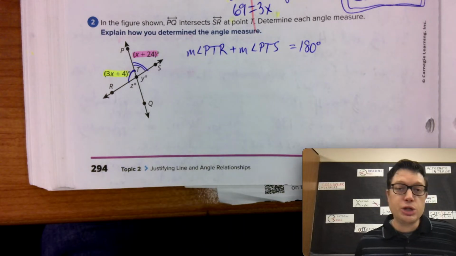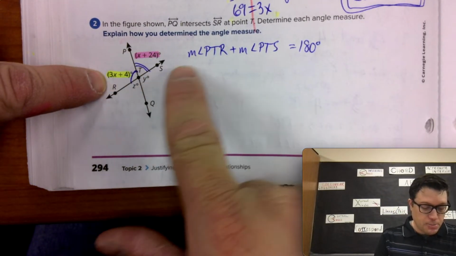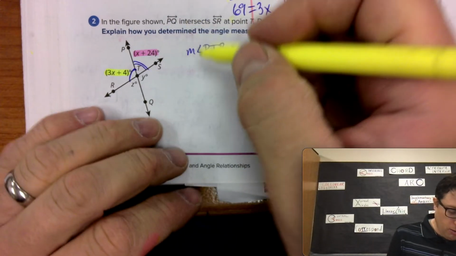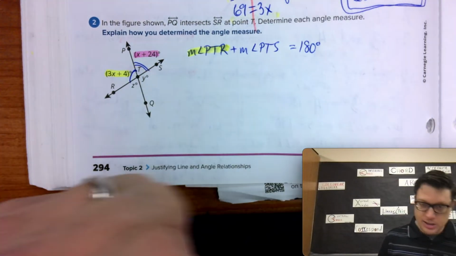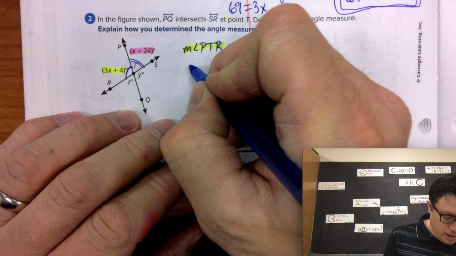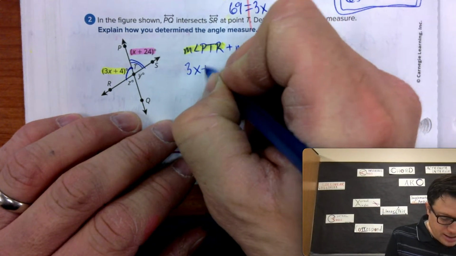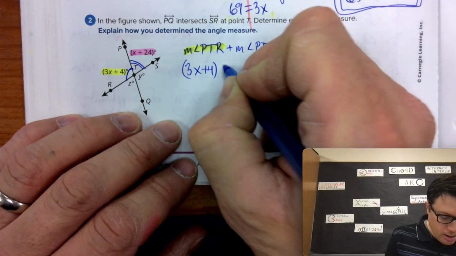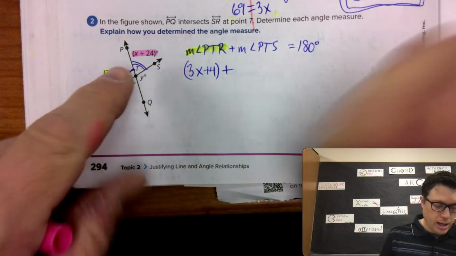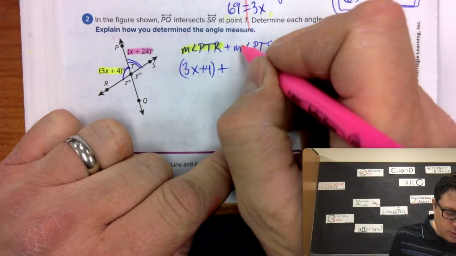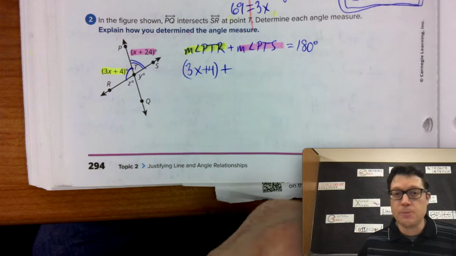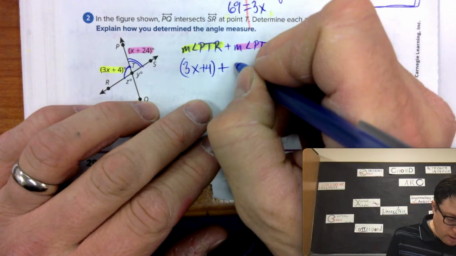So we can use substitution to replace 3x plus 4 with angle PTR. So a substitution step lets us put 3x plus 4 right there. And then angle PTS we're going to replace with its algebra expression, x plus 24.